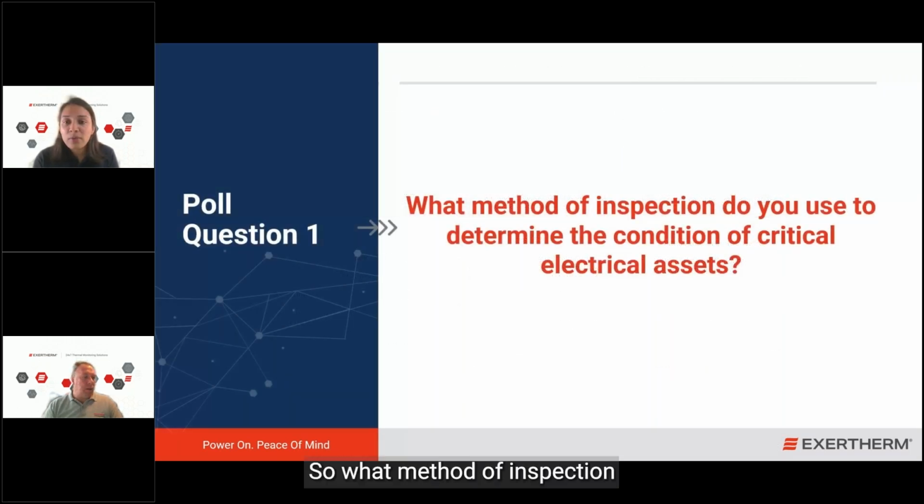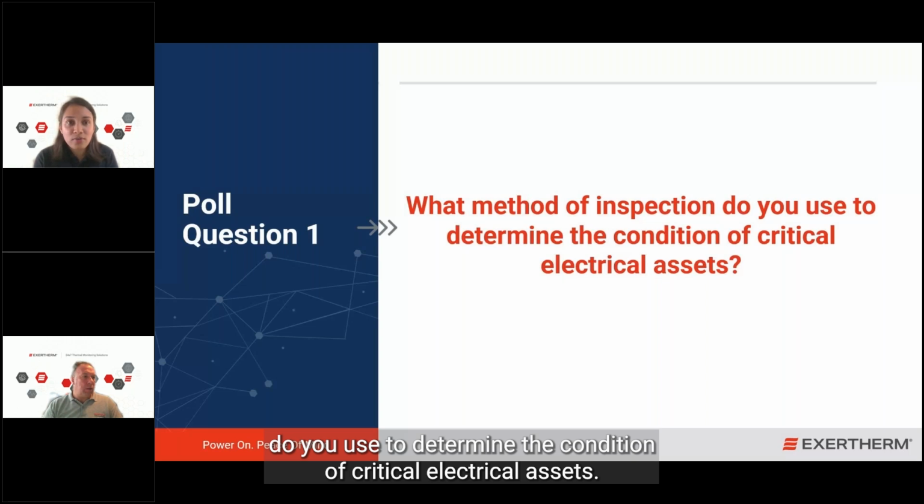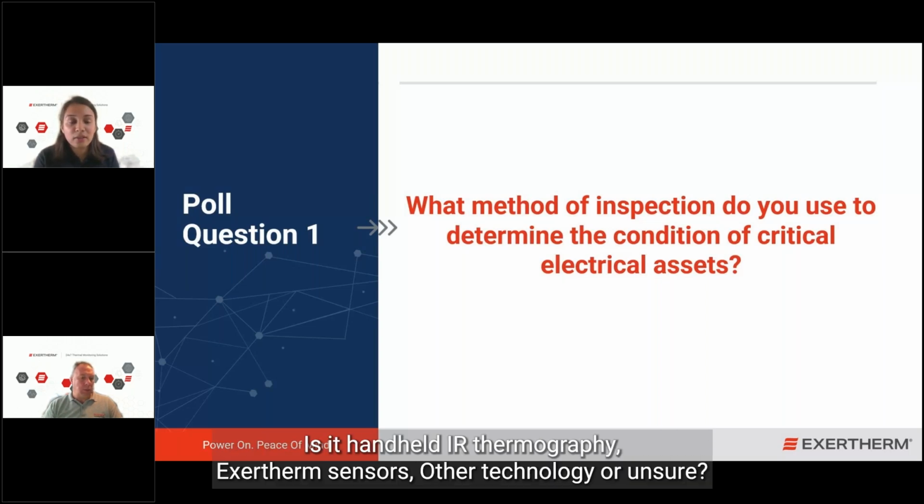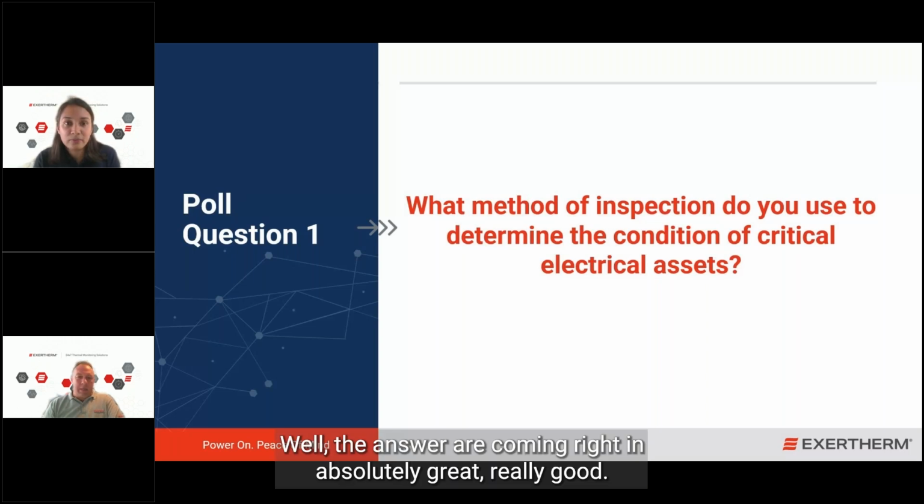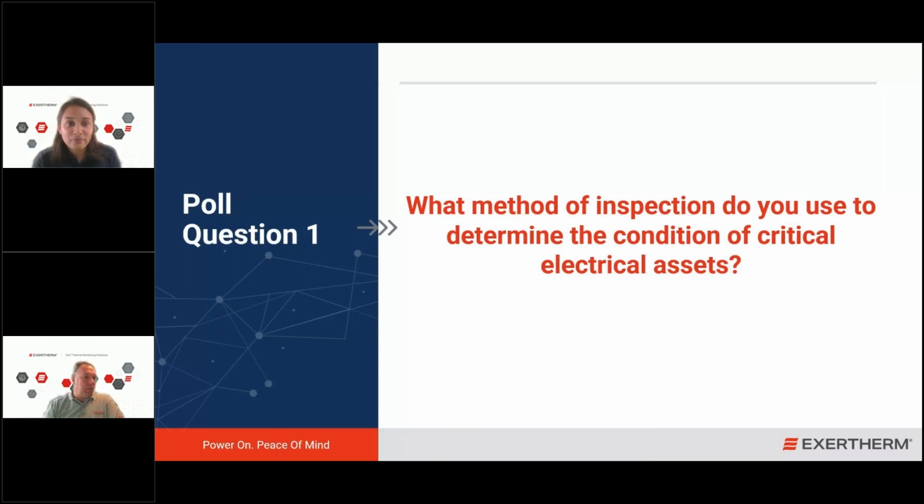So what method of inspection do you use to determine the condition of critical electrical assets? Is it handheld IR thermography, exotherm sensors, other technology, or unsure? Well, the answers are coming racing in. That's really great, really good.